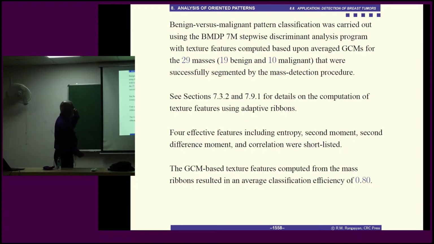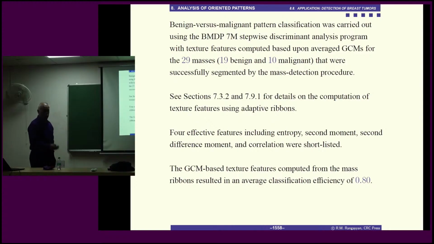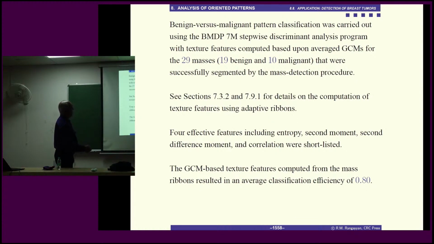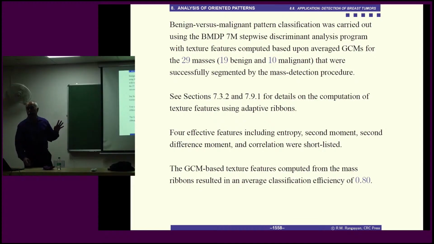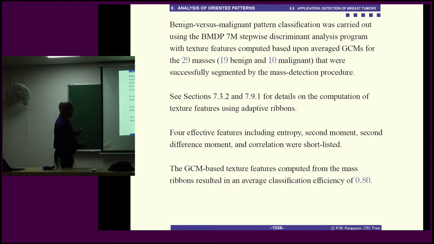So benign versus malignant pattern classification was carried out using texture features using Haralick's methods. At that time, we only had 29 masses, 19 benign and 10 malignant, and got an average classification ratio of 0.8. Entropy, second moment, second difference moment, and correlation were the shortlisted features from the 14 Haralick features. We used adaptive ribbons like I showed around the boundary of the tumor, not the whole region.